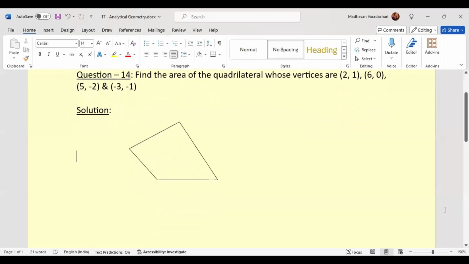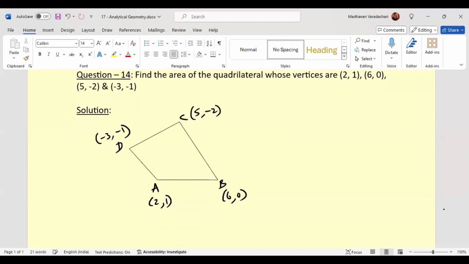Now let us consider this as A, this as B, this as C, and this as D. The first vertex, we will call it A. So this is (2, 1). Second vertex is B, (6, 0). Third vertex is C, which is (5, -2). The last vertex is D, (-3, -1).